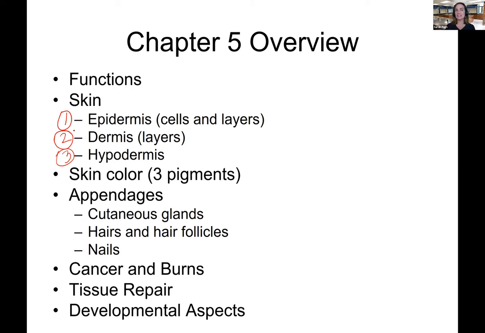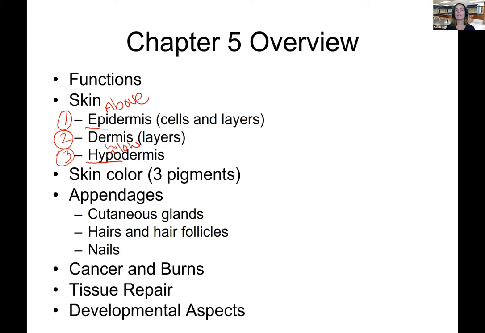I think it's easy to remember the 3 layers, right? Because epi means above or on top. So the epidermis is sitting on top. Then there's the dermis, and then the hypodermis, right? Y'all should know what hypo means. Remember in chapter 1, we talked about our abdominopelvic regions and how we have the hypochondriac region, which means below the cartilage. So hypo just means below the dermis, hypodermis.